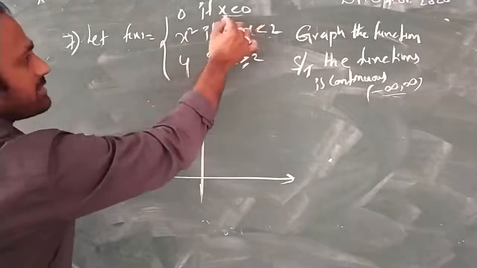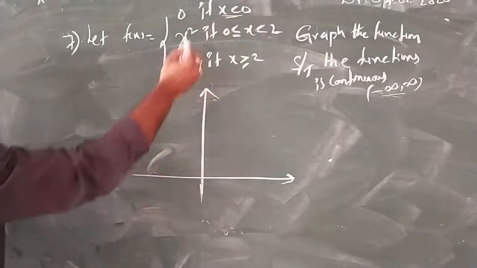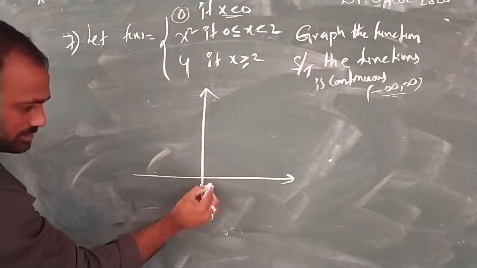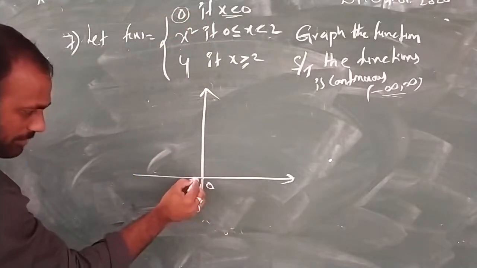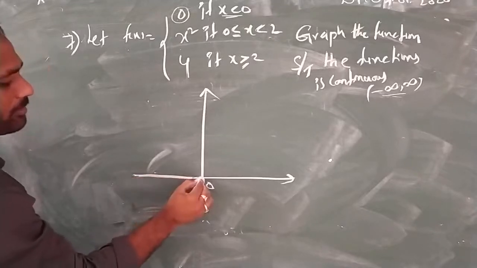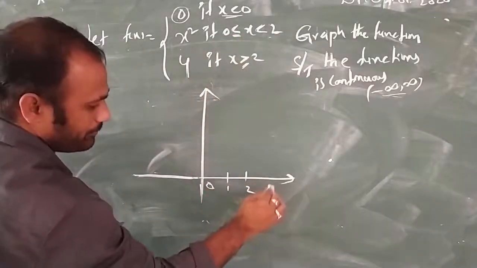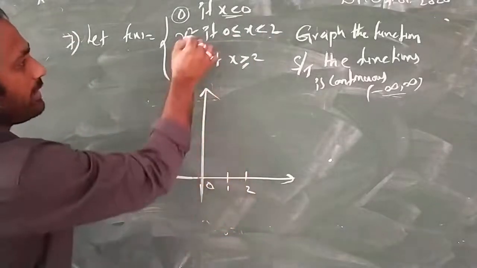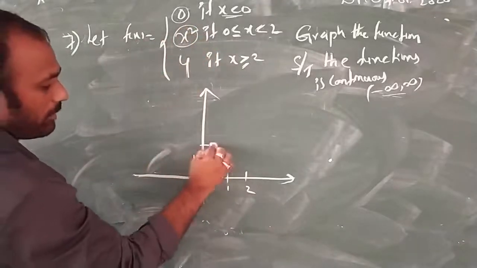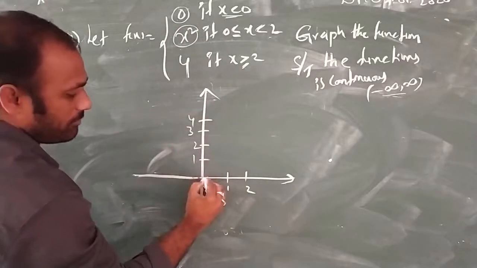First, x less than 0. If x values are less than 0, automatically it will be negative value. So for each and every negative value, the function will be 0. So the graph will be like this. Next, from 0 to 2, it is like an x square value, so it will be like a parabola.